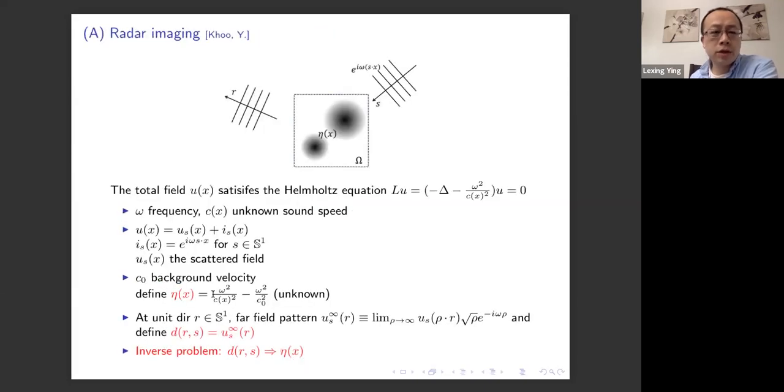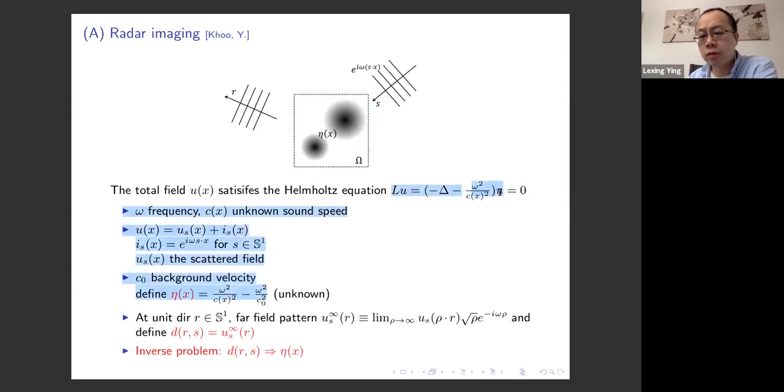The first application I'm going to talk about is radar imaging. This is joint work with my previous postdoc Yuhao Guo, who's currently a faculty member at the University of Chicago. The problem we're considering here is a simplified version. Instead of radar imaging, we just use acoustics and the Helmholtz equation to work with a scalar function rather than vector functions. The total field in such a scattering setting satisfies the so-called Helmholtz equation.